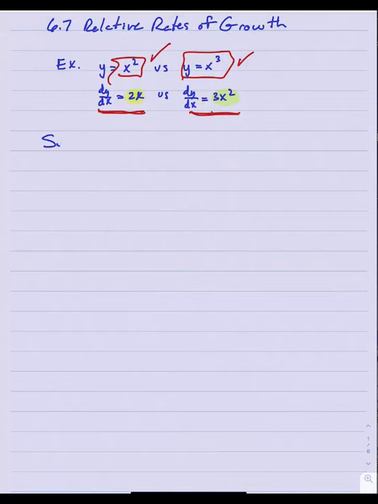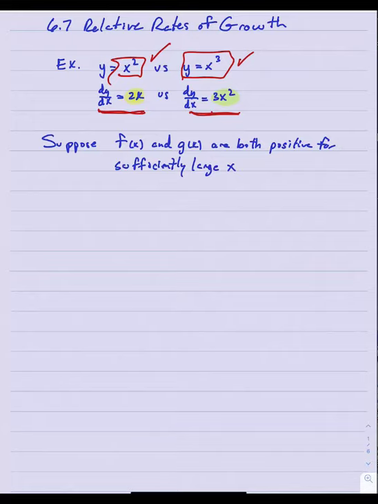So let's suppose that f of x and g of x are both positive for, let's say, sufficiently large x. So what we're going to try and do is compare the rates of growth of these two functions. Let's say they both are growing functions, and eventually they're both positive if we just make x big enough. So what we're going to do is look at the ratio of f to g, and we're going to ask what happens when we take the limit as x approaches positive infinity of that ratio.